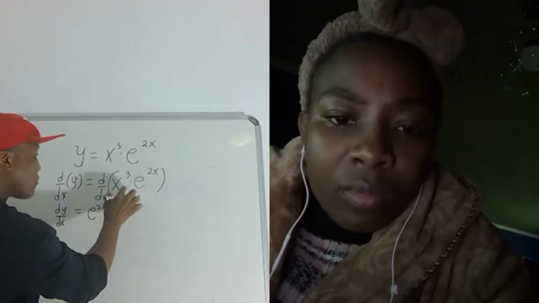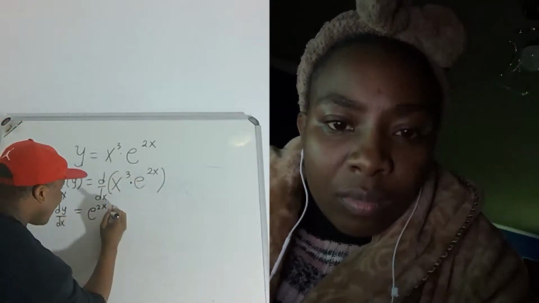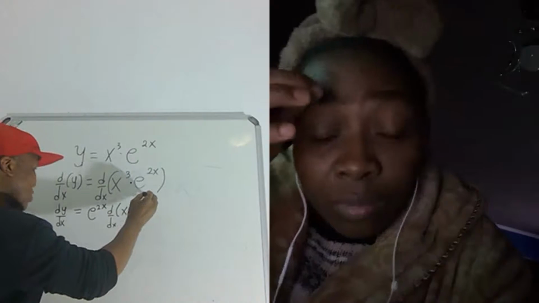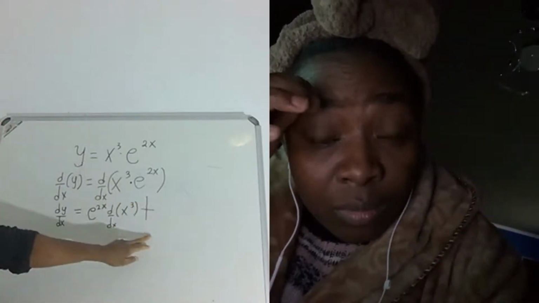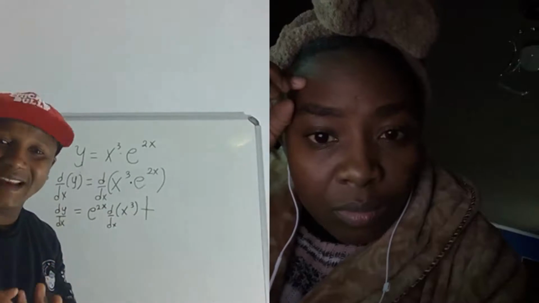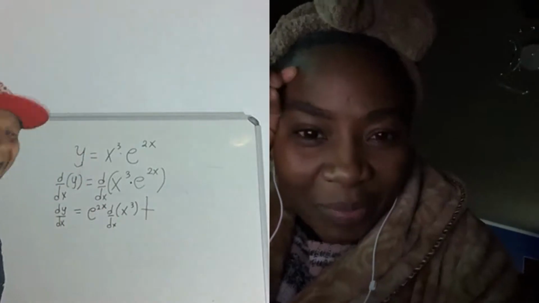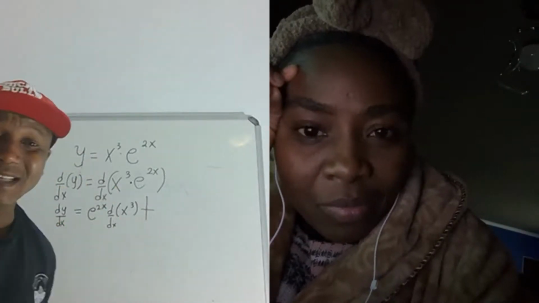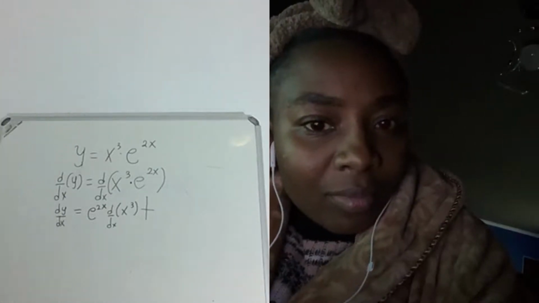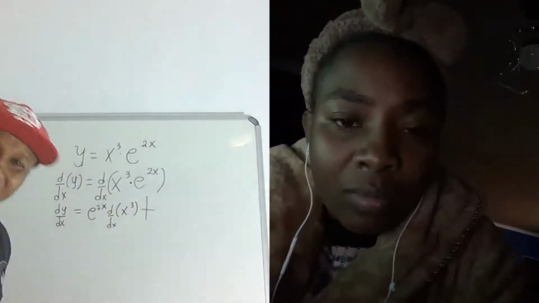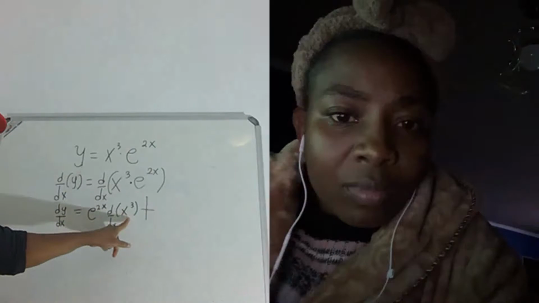Put this constant only if it's a product rule. Put the second one constant and differentiate the first one. And then you plus, and you switch it. Let me say it again. It's easy. We say, hey, we have a product. So what are you going to do? The second one, put it constant, don't do anything with it. So for now it's e to the x. And then differentiate the first one, which is the x cubed.